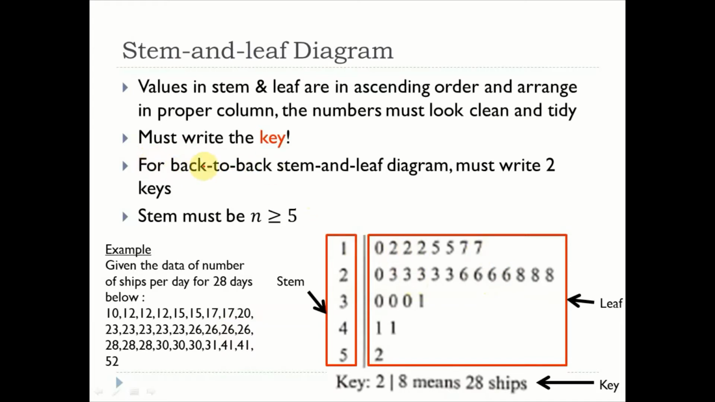Okay, the third rule is that for a back-to-back stem and leaf diagram, we must write 2 keys. This one, later I will show you what a back-to-back stem and leaf diagram is. This is a normal stem and leaf diagram, later we will do it. And then the last rule, the stem must be 5 numbers or bigger. This means this number, the stem, must have at least 5 numbers. For example, here how many numbers are there? 1, 2, 3, 4, 5. So this one is okay. An example that is not okay is maybe just 1, 2, 3. That is not allowed because it must be at least 5. 1, 2, 3, you need 2 more numbers. Alright.